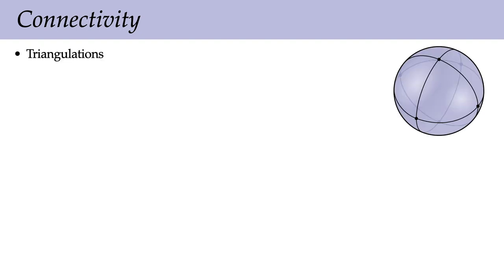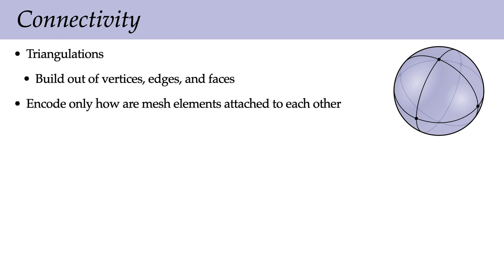Now, I'll go a bit more in-depth about connectivity. We will represent our connectivity by a topological triangulation, which describes how a collection of vertices, edges, and triangular faces should be connected up to form a mesh. Such triangulations describe only the connectivity and make no assumptions about geometry. For instance, triangles are not required to be flat, and edges are not required to be straight.